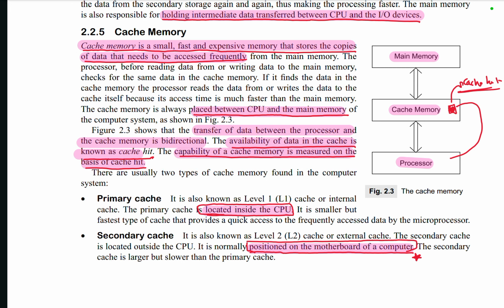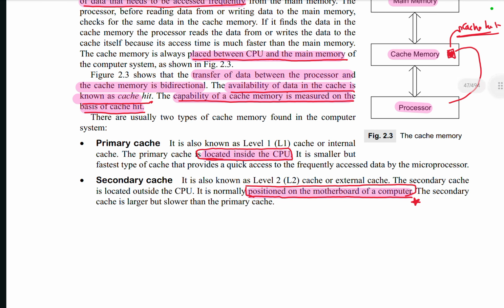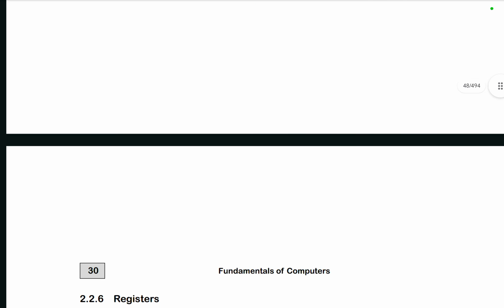Availability of data in the cache is known as a cache hit. The capacity of cache memory is measured on the basis of cache hits. Primary cache is located inside the CPU. Secondary cache is positioned on the motherboard of the CPU.